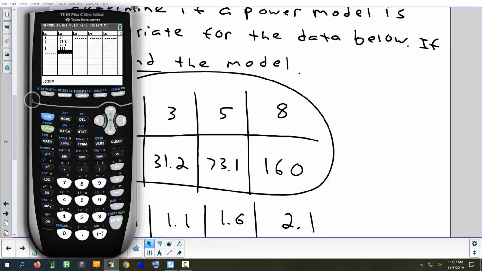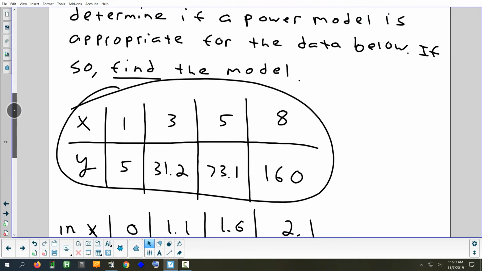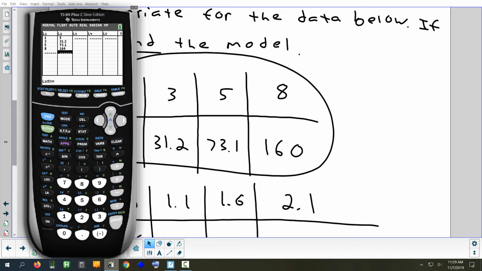Okay. So any question on that part? Right? So we did stat, edit, you type everything in, it's saved as you go. You don't have to save it, it just automatically saves it. All right.